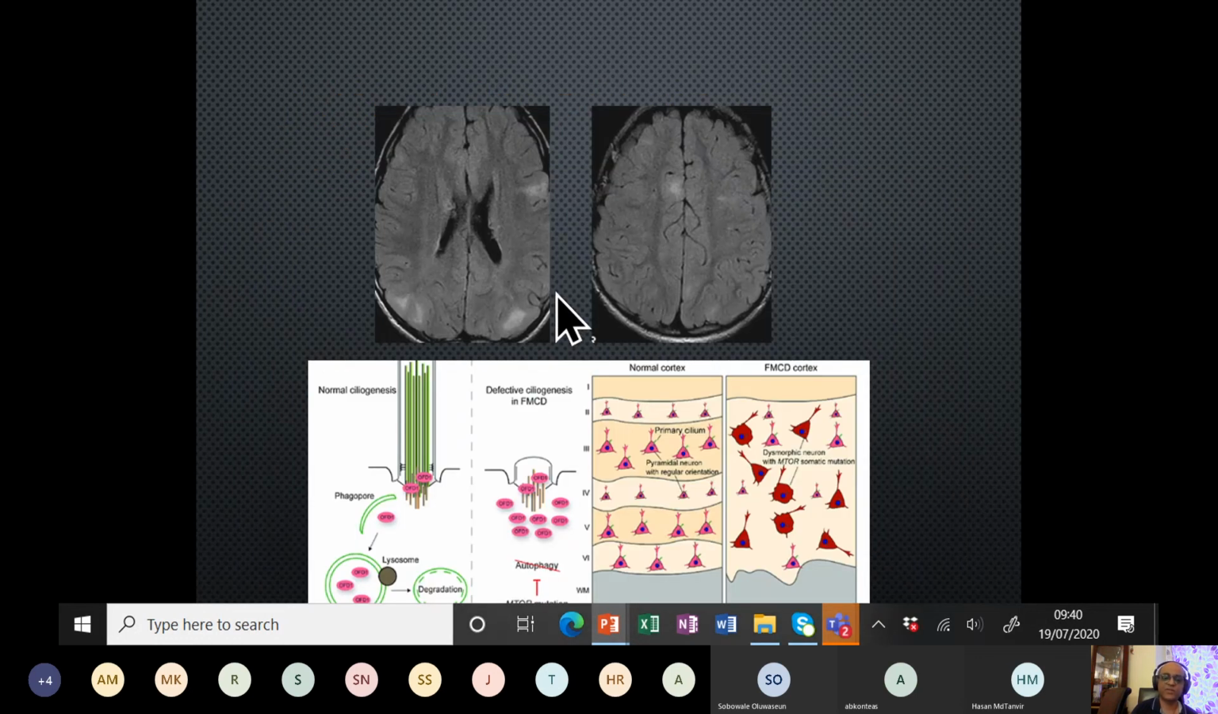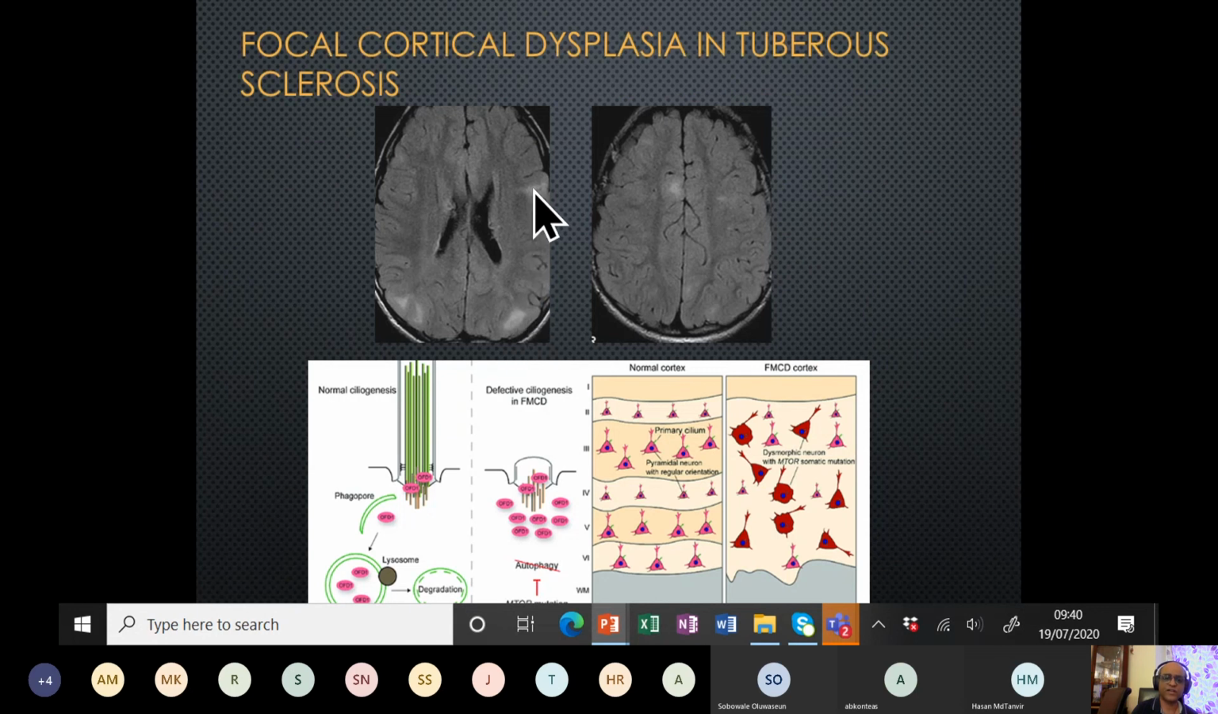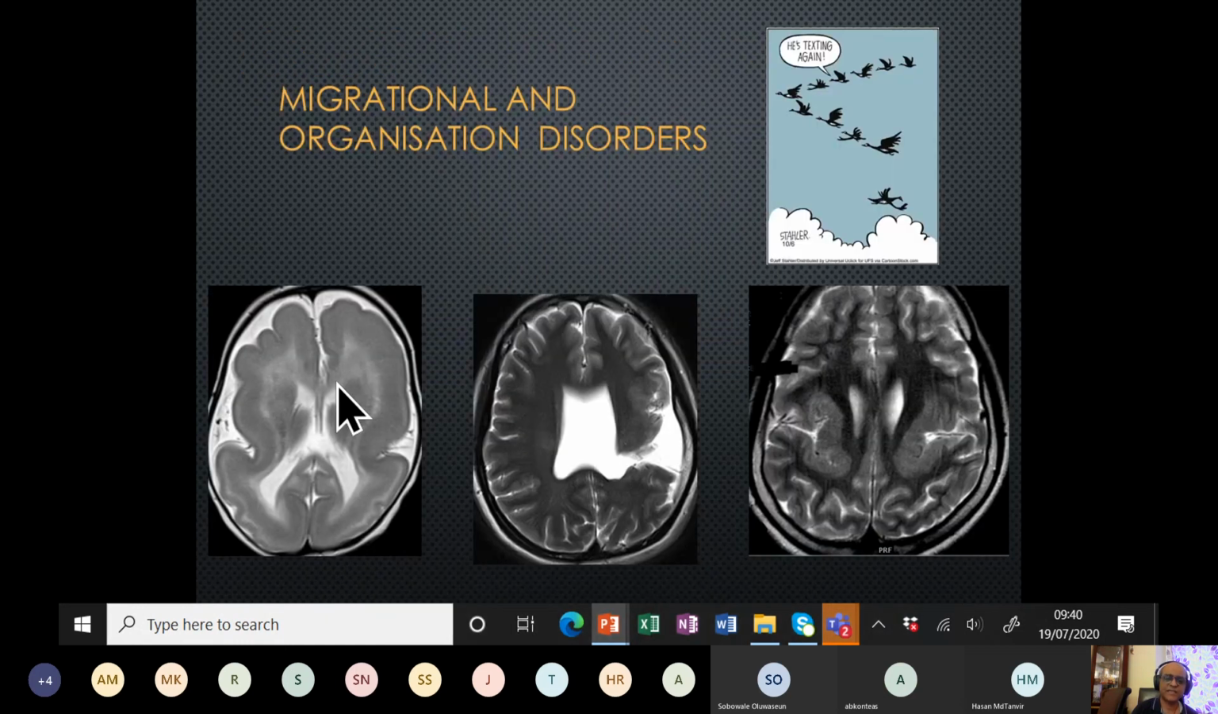I'll show you a couple of examples over here. This is a patient with tuberous sclerosis with focal cortical dysplasia. You can see the thickening of the cortex that has occurred, and that is because of abnormal organization of these neurons. Not only that, you can see the abnormality within the white matter, and that is because the glial cells are also abnormal, and they cannot produce the normal myelin that is supposed to give the normal appearance to the white matter tracts. And these are some other organizational anomalies here.